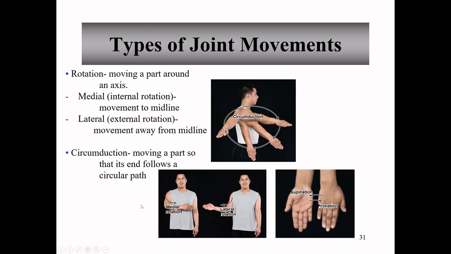Rotation is just defined as moving a part around an axis. There are two types: medial rotation, also known as internal rotation, where we move towards the midline of our body, and lateral rotation or external rotation, where we're moving away from the midline. Then circumduction is where we just move in a circle. We can see a good picture here where the guy is just moving his arm in a circle. That is circumduction.